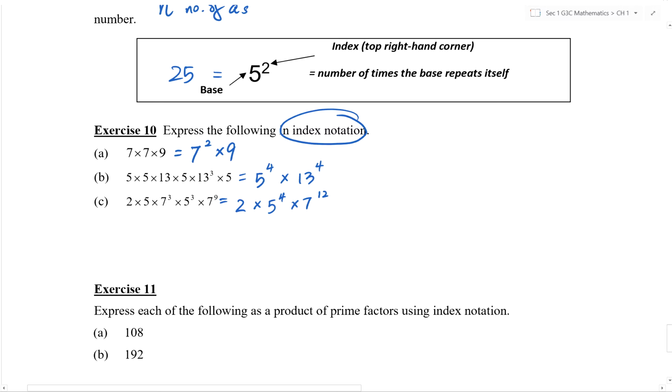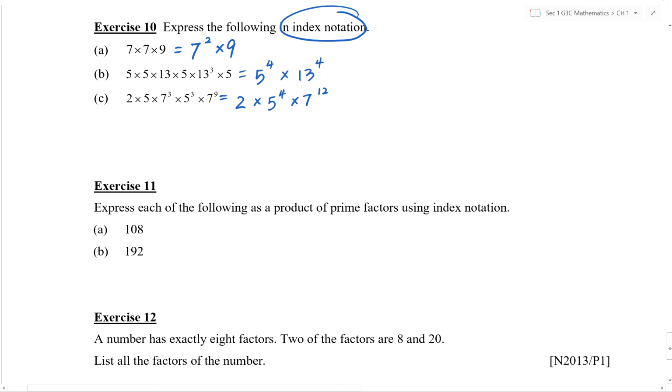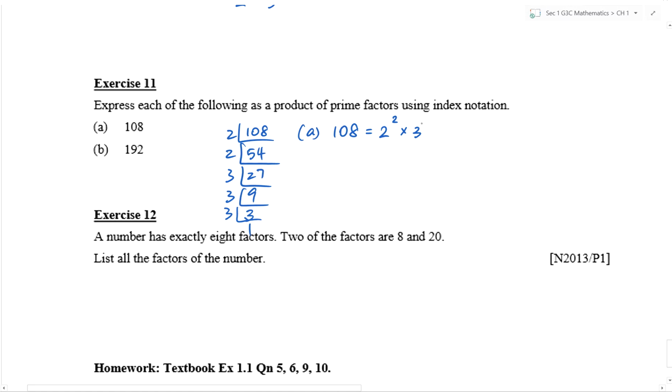So moving on, exercise 11. Express the following product of prime factors using index notation. I haven't asked you this question yet. I'll be using the repeated division. So 108 divided by 2, 54. This sounds familiar. I think we've done this just now. 27, 9, 3, 1. And I stop here. Therefore, part A, 108 is equal to 2 to the power of 2 times 3 to the power of 3. That's my answer.